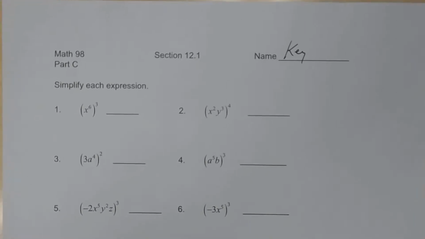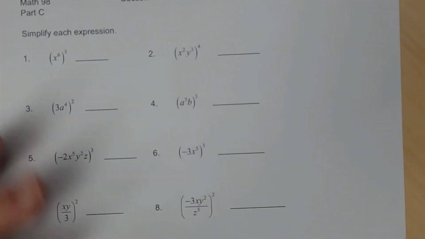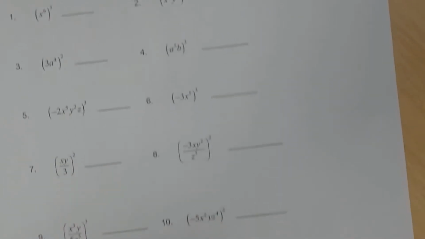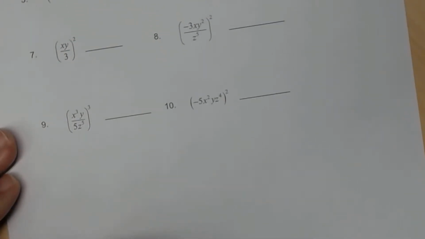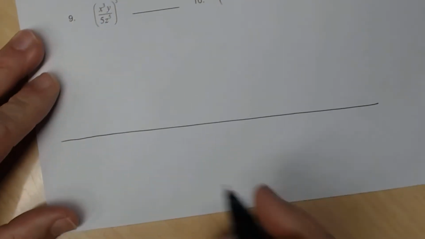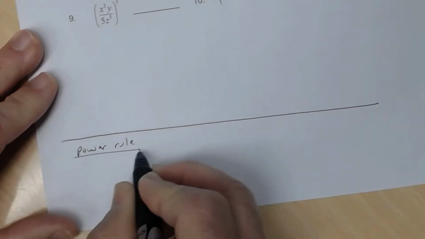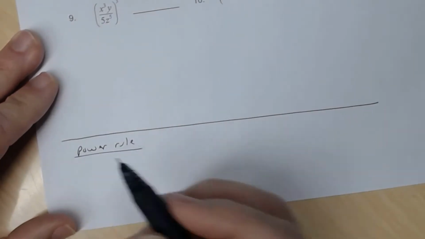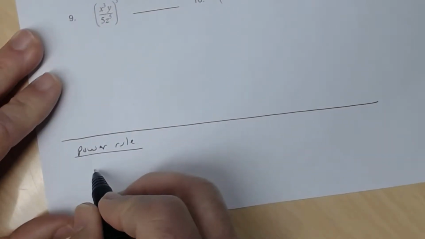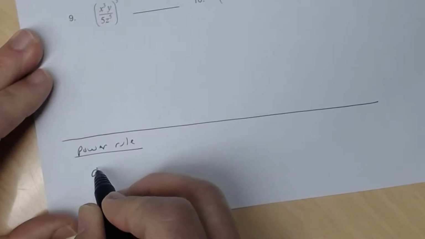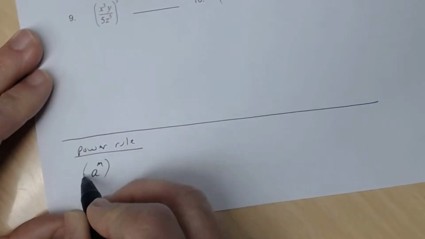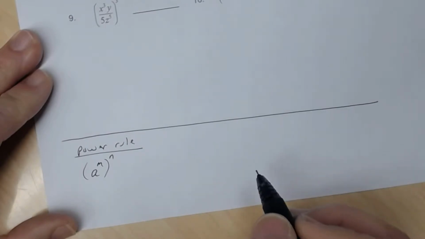Okay, so in 12.1 part C, you're actually going to use several rules here. So the first rule you're going to use is called the power rule. Okay, the power rule. And so the power rule basically said something like this. If you have a to the m power, and that's being raised to the exponent n.